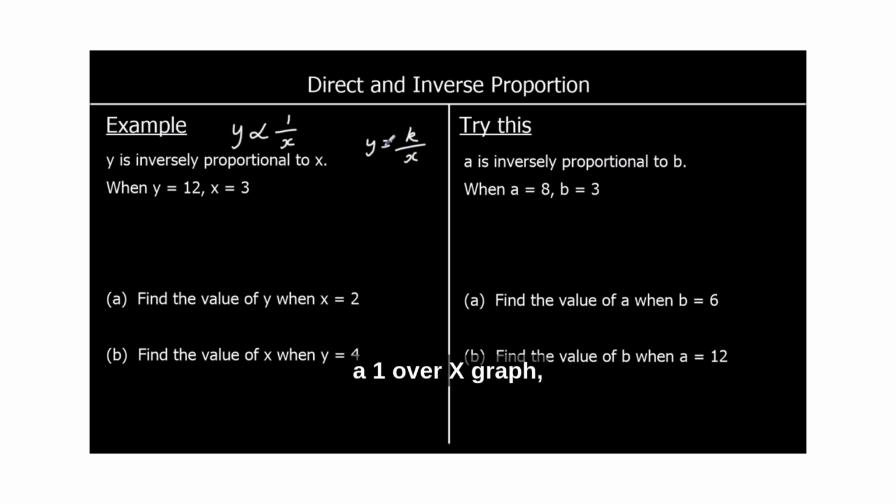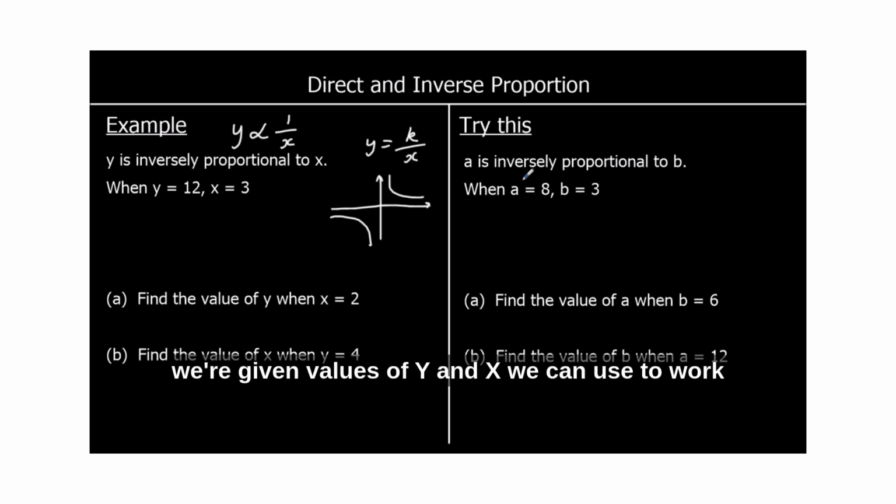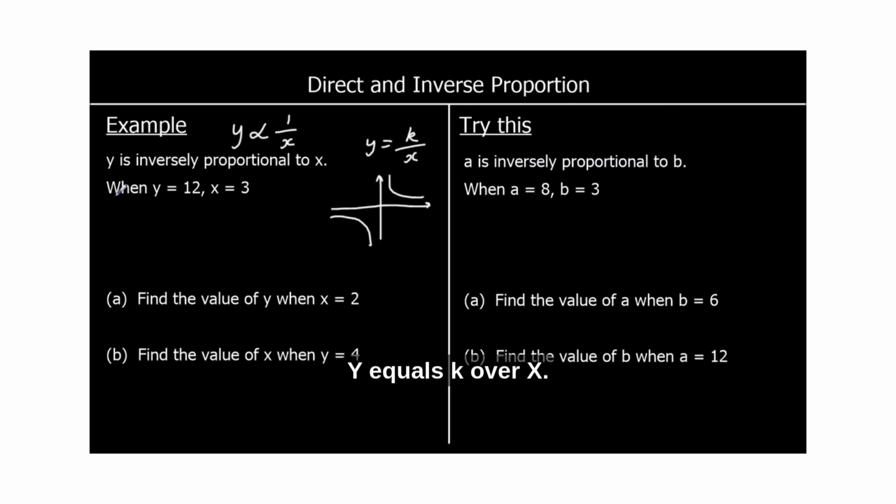And on a graph, a 1 over x graph or a something over x graph looks like this. So again, we're given values of y and x we can use to work out k. So we know y equals something over x, y equals k over x. When y is 12, x is 3. So 12 equals k over 3. To get k by itself, we multiply both sides by 3. So 12 times 3 is 36. So k is 36. So this relationship is y equals 36 over x.